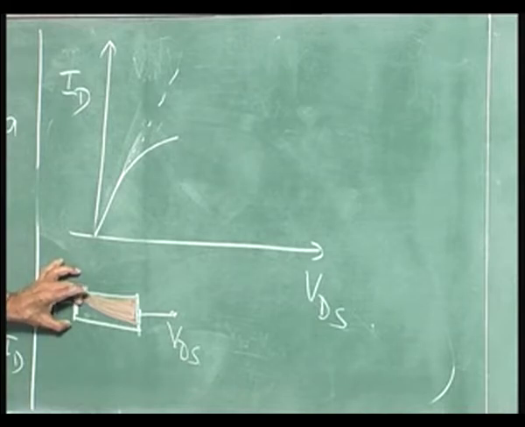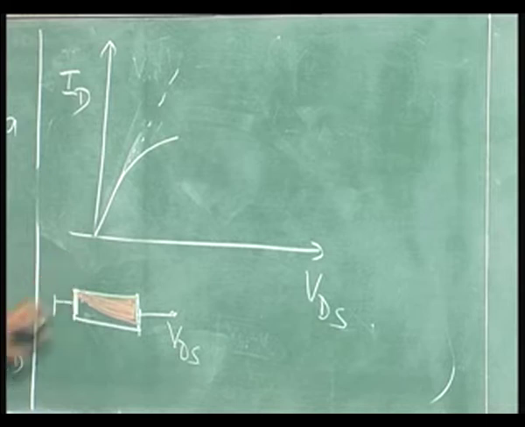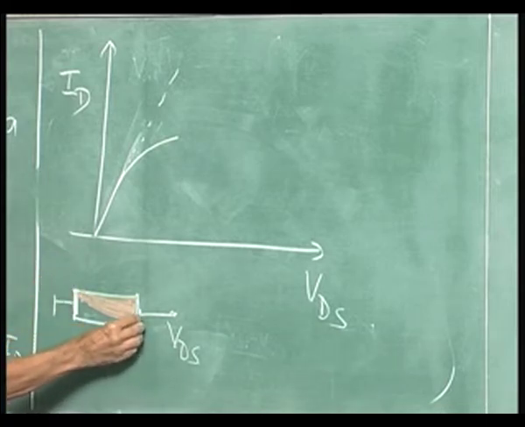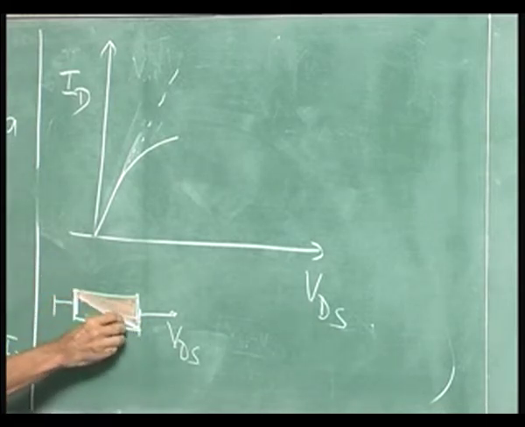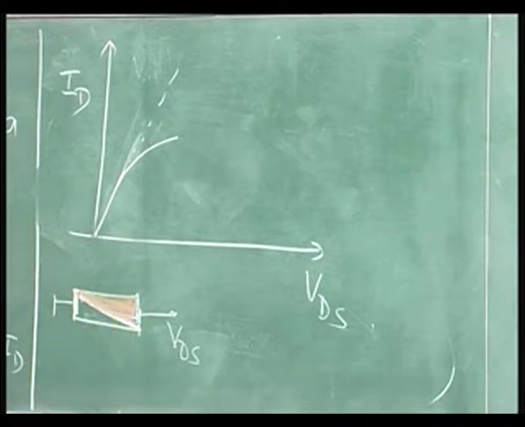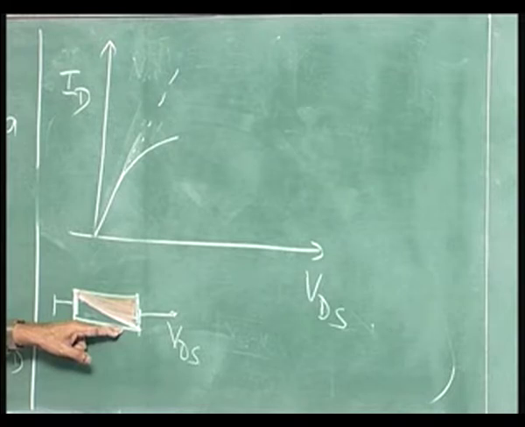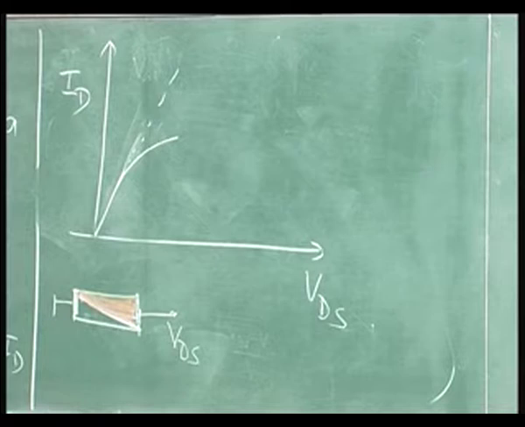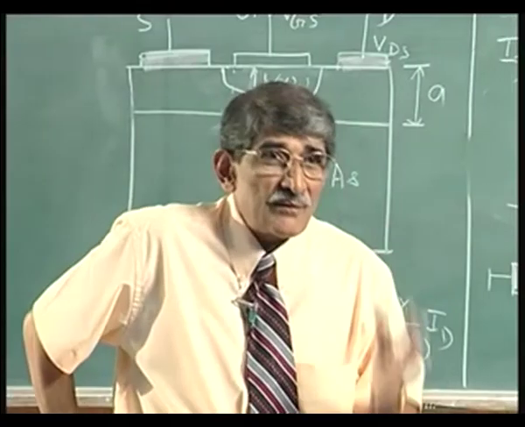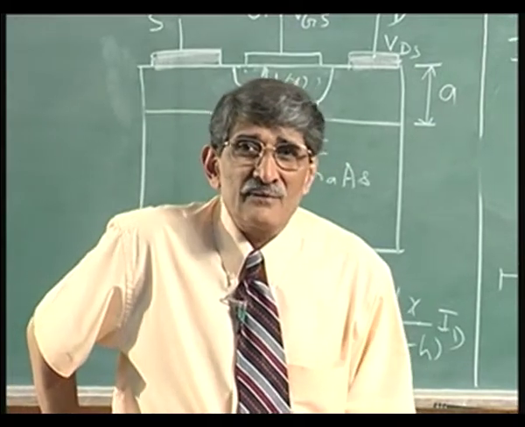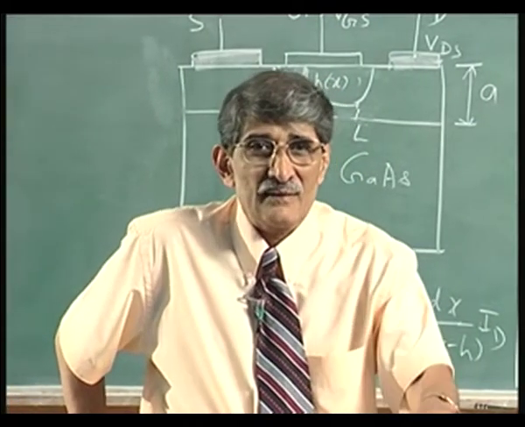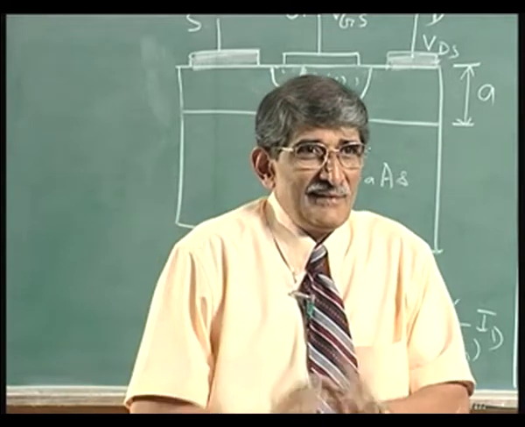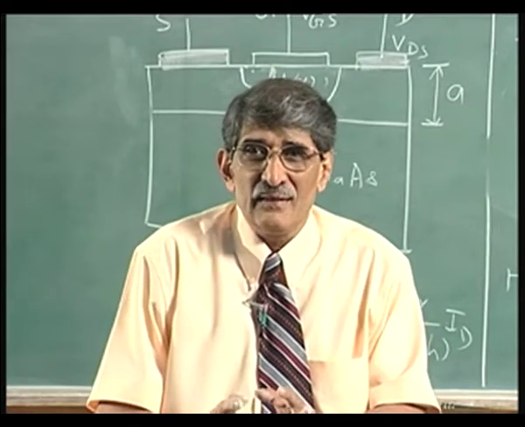Till what stage will it increase? Till this region comes in and merges with this edge. Once it merges with this edge, what happens? Supposing it closes the channel completely, what would happen? If it closes the channel completely, current will fall down to 0. If the current falls down to 0, voltage will fall down to 0, but you have the voltage there. So, now you have a situation where it is very tricky.